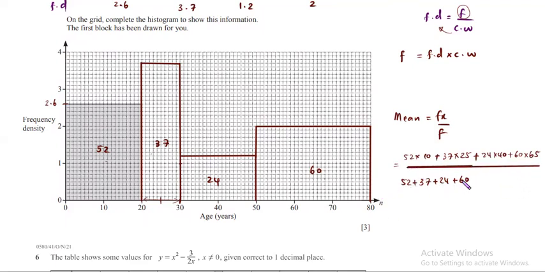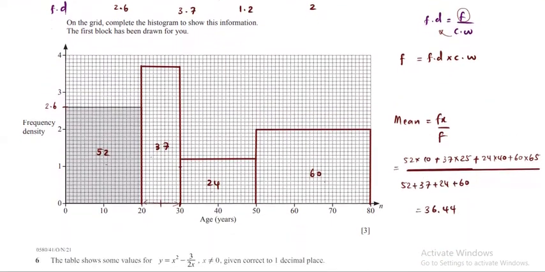So in this case, when we do this, we end up getting 36.44 as the mean. I just wanted to explain this to you all as well, because there can be questions where a frequency histogram is given and you're asked to calculate the mean. Even without this chart, we can still do it. It's just that we need to rearrange this frequency density formula and then do the question. Let's move on to the next one then.